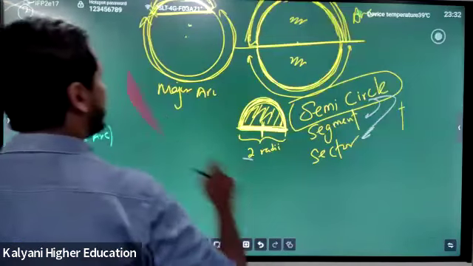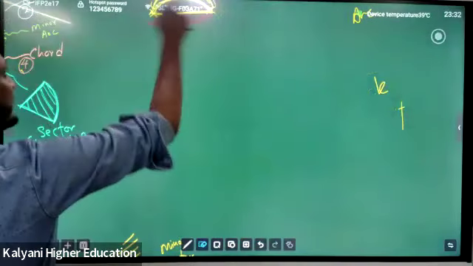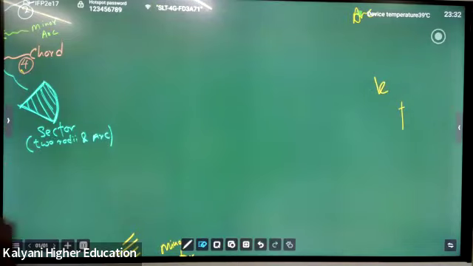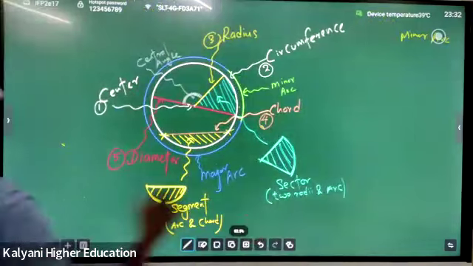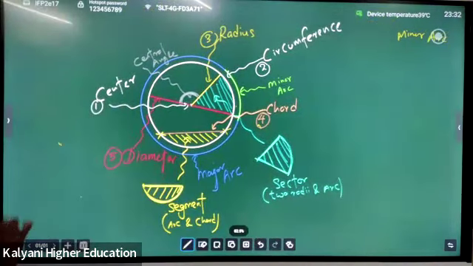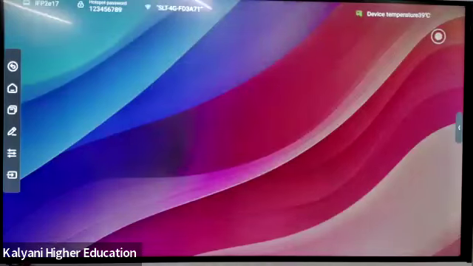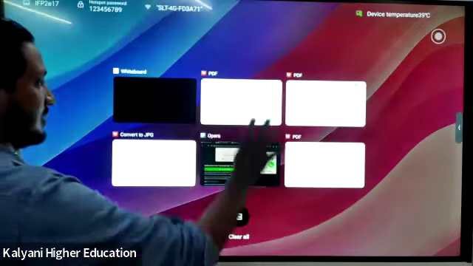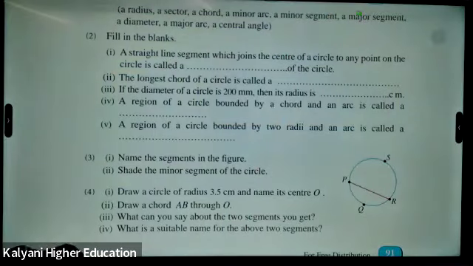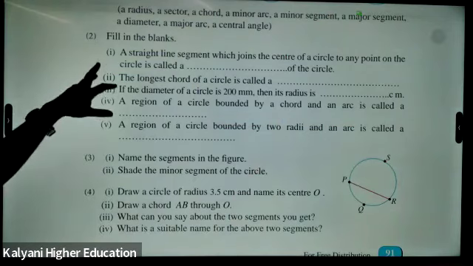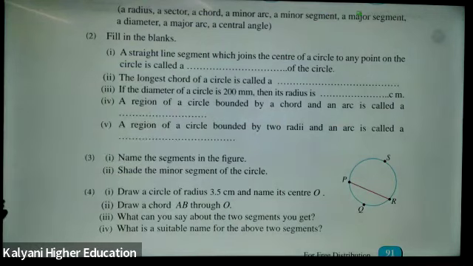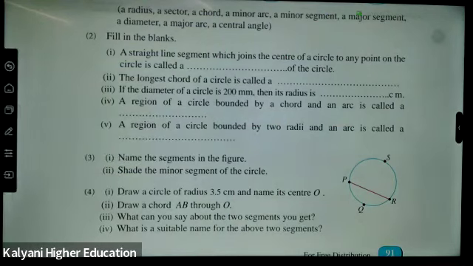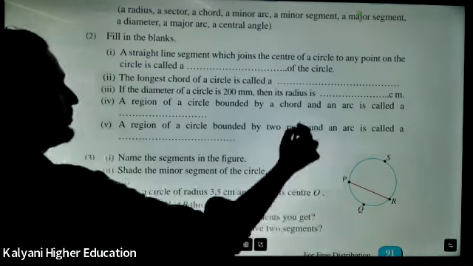Now, I'll just move to the lesson, but we have the exercises, right? Look at it. When you are studying everything one by one, don't forget it. Okay, look at this one. The longest chord of the circle is called a longest chord. Diameter. What's the name?